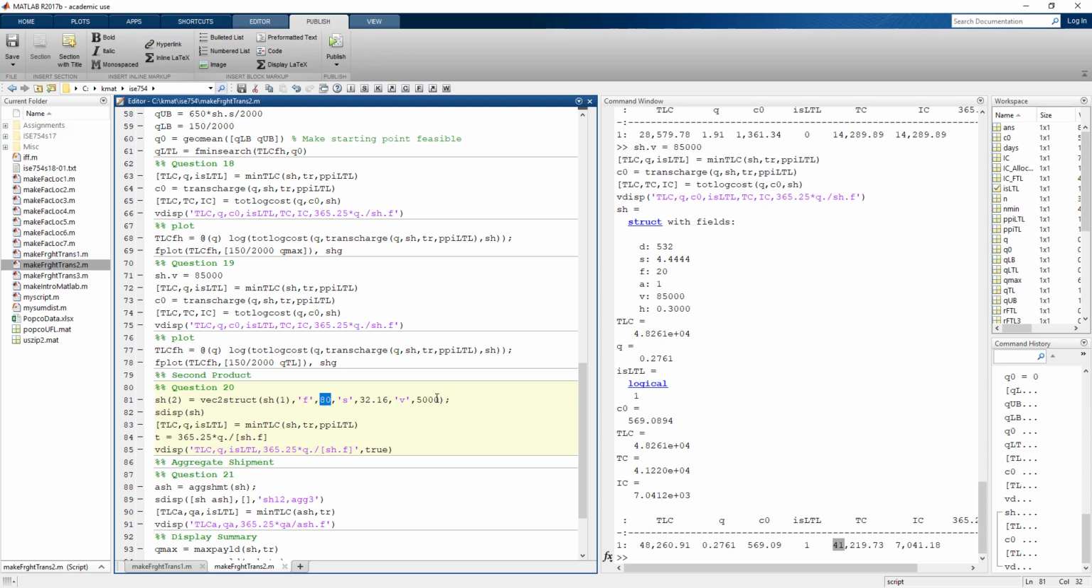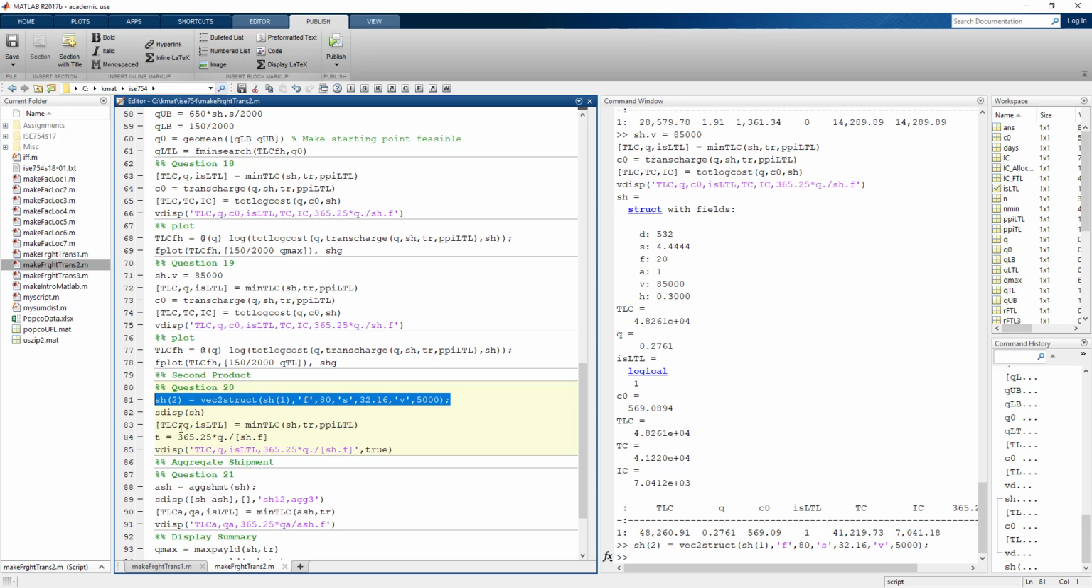Then this is its density and its value. And for the other values, the alpha and the H and the distance, since we're assuming all of those to be the same, we don't have to re-specify them. It just uses the same values for those unspecified fields that were defined in the original first shipment argument. So we can create our second shipment structure.